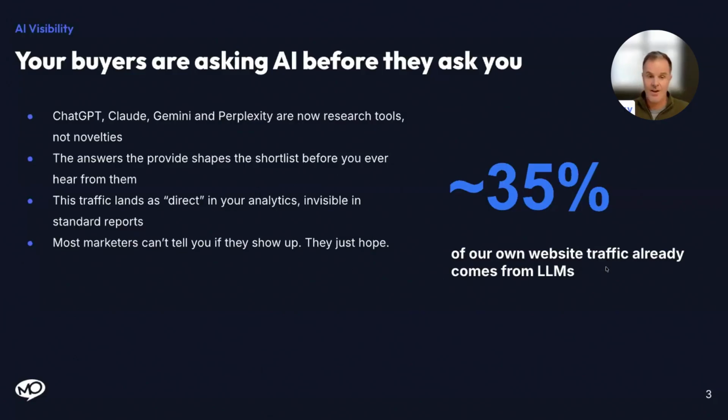One of the caveats around this, well, not a caveat, but an interesting thing, the traffic lands as direct in your analytics. So it's entirely invisible to standard reports. And most marketers can't tell you if they show up, they just hope. So we'll show you how to do that as well. Personally, 35% of our traffic is coming from LLMs already. That's huge. It's by far the biggest chunk of our traffic. It's taken over organic SEO, which is wild. Organic SEO used to be 70% of our traffic.